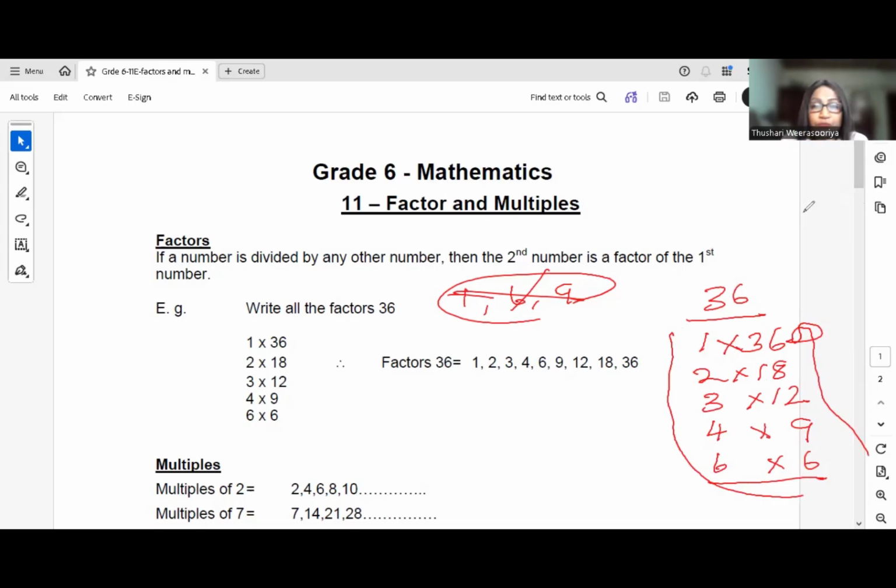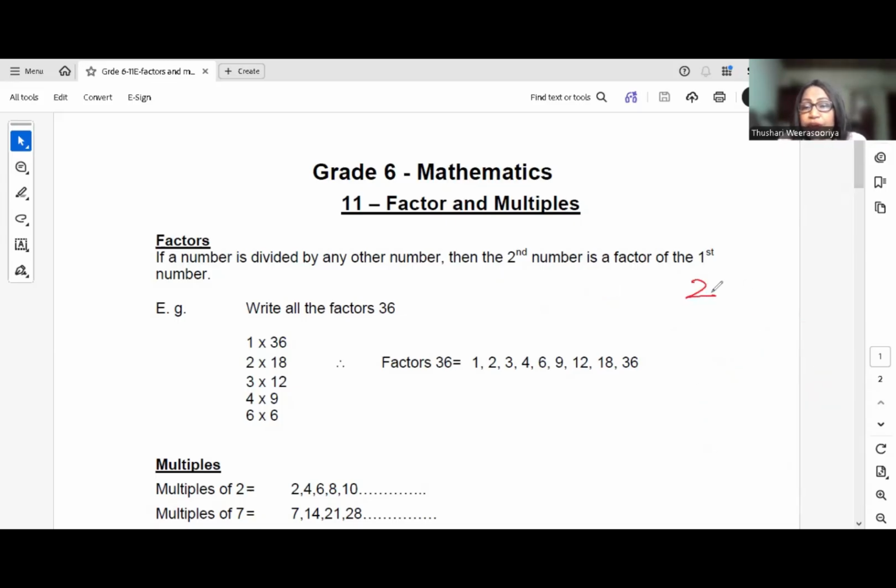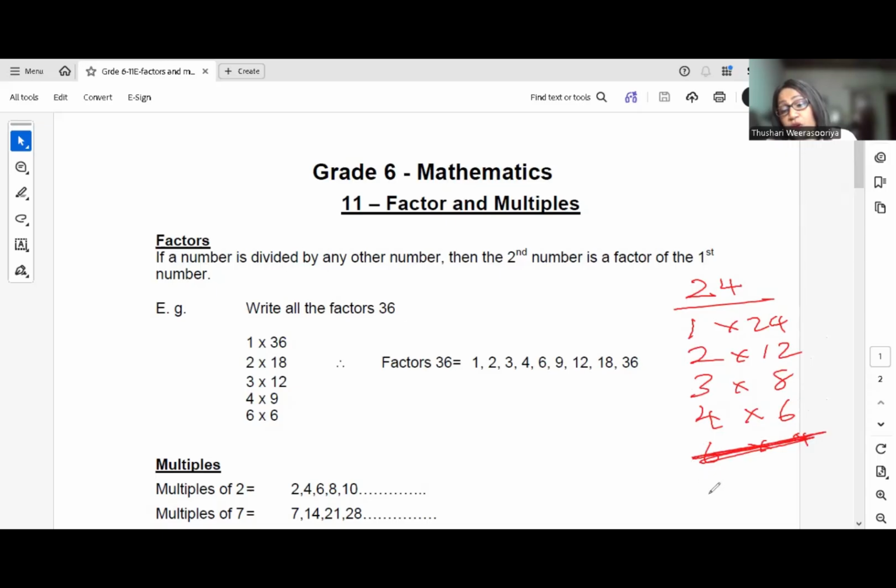We'll take another example. Write the factors of 24. 1 into 24. Next one, 2 into 12. 3 into 8. 4 into 6. Then 6 into 4. But see, I have already written 4 into 6. When you get the same set, just stop. You don't need to write it again. This is where you stop. You must know the place where you stop.